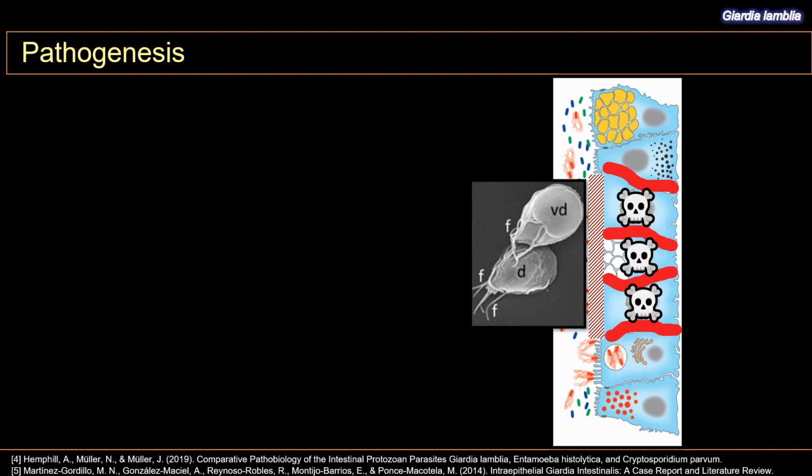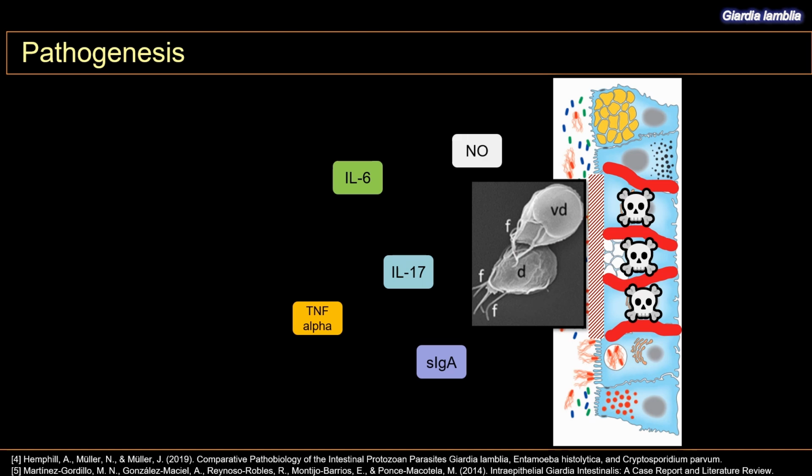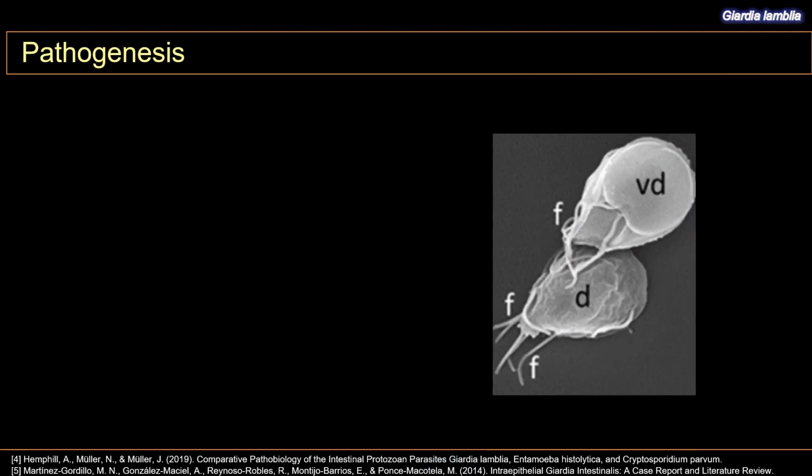The adaptive response then kicks in with dendritic cells, mast cells, and CD4 T cells producing interleukin 6, IL-17, TNF alpha, and even secretory immunoglobulin A. Nitric oxide is also produced, which inhibits trophozoite proliferation and promotes intestinal peristalsis, which eventually leads to the expulsion of the trophozoites. Giardia has evolved to colonize the hostile environment primarily by several mechanisms.